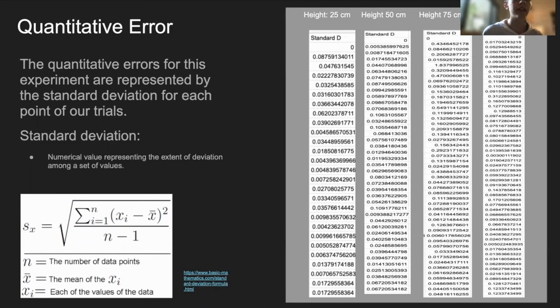The quantitative errors were represented by the standard deviation, which is a numerical value representing the extent of deviation among a set of values. The equation for that is down here on the bottom of the screen. Here on the right is the standard deviation for each point regarding kinetic energy. In comparison with the kinetic energy values we had, this is quite a large margin of error. However, this is due mostly to the random error that we were not able to eliminate.